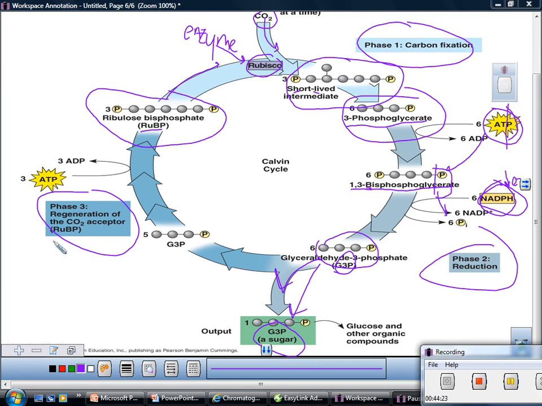For phase 3, over here, regeneration of the carbon dioxide acceptor, RuBP. This one's actually really quick. In a series of reactions, some complex reactions occurring here, the carbon skeletons of 5 molecules of G3P are rearranged by the last steps of the Calvin cycle into 3 molecules of RuBP. To accomplish this, you'll notice over here, the cycle spends 3 more molecules of ATP to do that. So the RuBP is now ready to receive carbon dioxide again, and the cycle continues. And that, my friends, concludes photosynthesis.